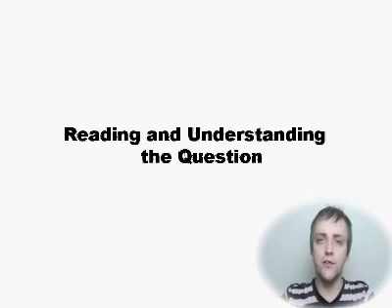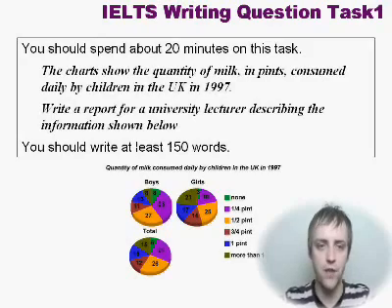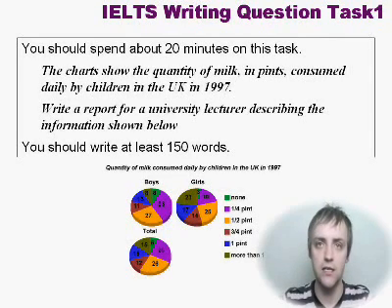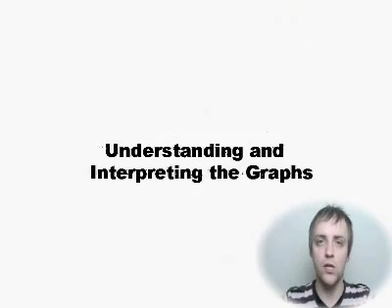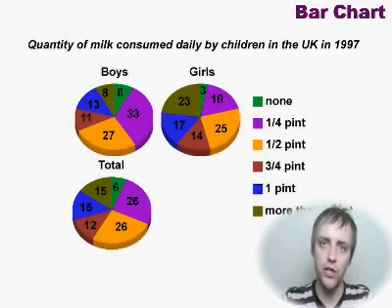Now, reading and understanding the question. So, what question have we got this lesson? The charts show the quantity of milk in pints consumed daily by children in the UK in 1997. Okay? Let's take a look at these charts a little bit more closely. And we will try to understand what's happening in the charts and try to interpret the information.